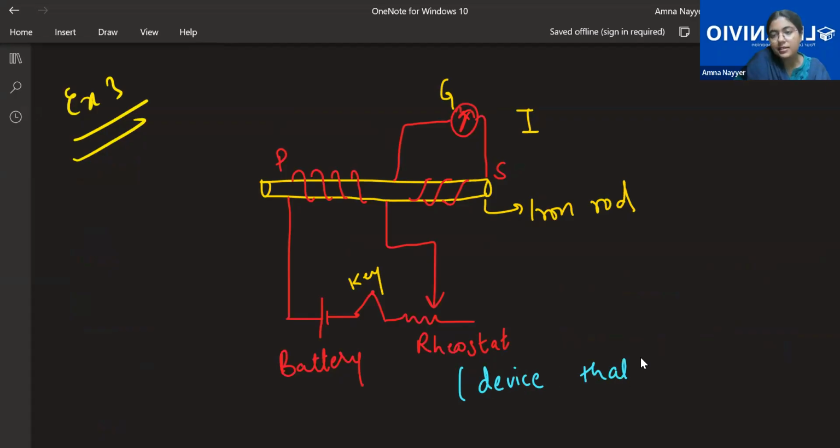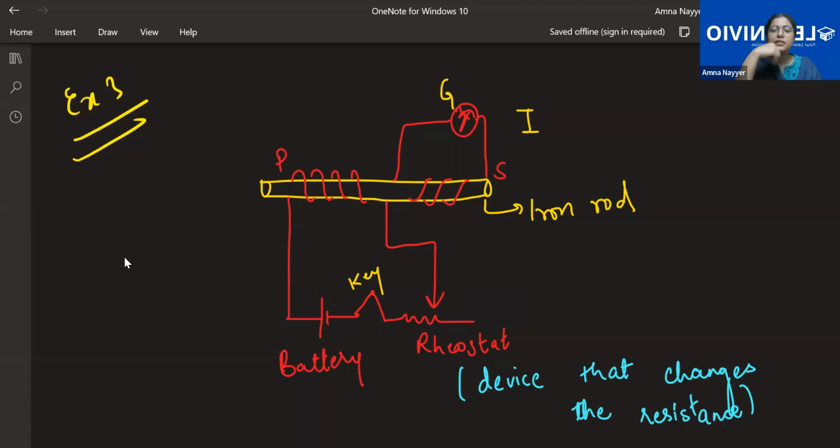Device that changes the resistance, the device that changes the value of resistance. I have told you this, and you will see this in your lab also. There is a slider over it through which the resistance can be changed.